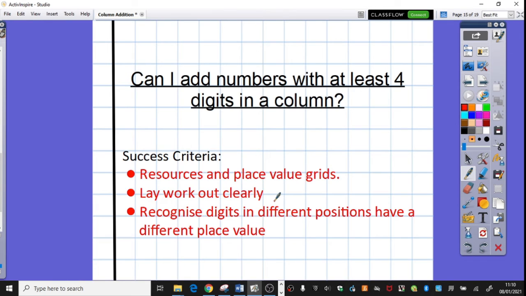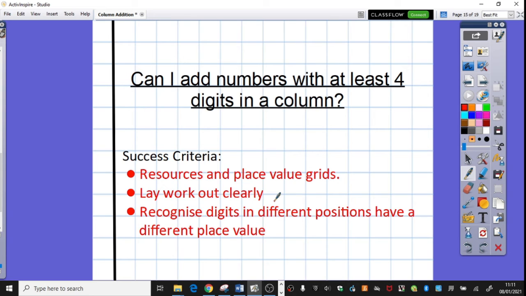Okay, so today will be quite a lot of recapping of previous Year 5 work. Over the next couple of weeks we will be developing our addition and subtraction skills in order to solve problems. So we're just going to make sure that today we're really secure with adding in a column. So to be successful, it's going to be really important. You may need to use place value grids, particularly if you're looking at adding decimals.